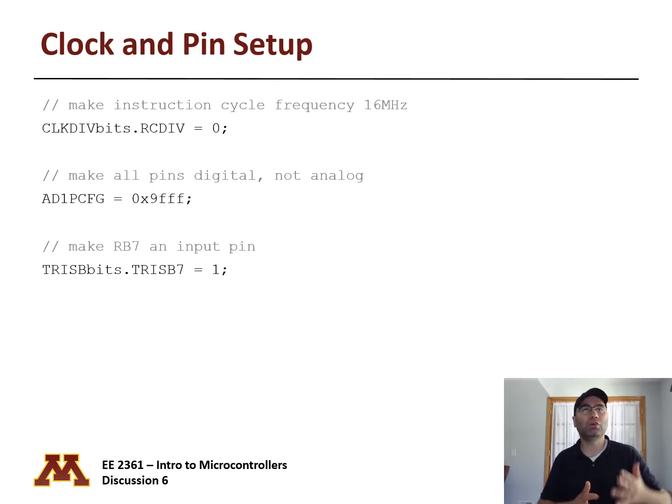So you will have the code. You can just stop and look at the code yourself, but I'll go over the code very quickly. Again, the usual stuff. Make the instruction cycle frequency 16 megahertz; this line takes care of that. Make all pins digital, not analog, since we are not doing anything analog. Make RB7 an input pin, because we will use RB7 as an input that creates the external interrupt. This line takes care of that.